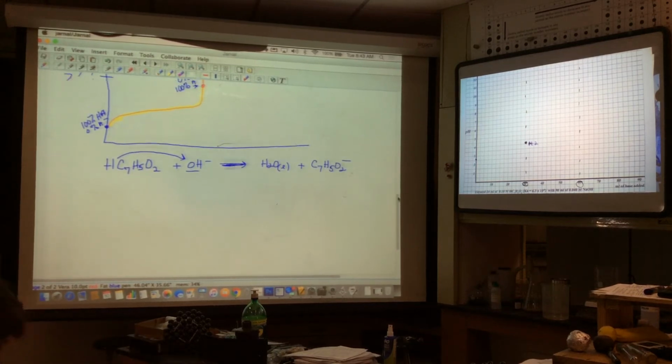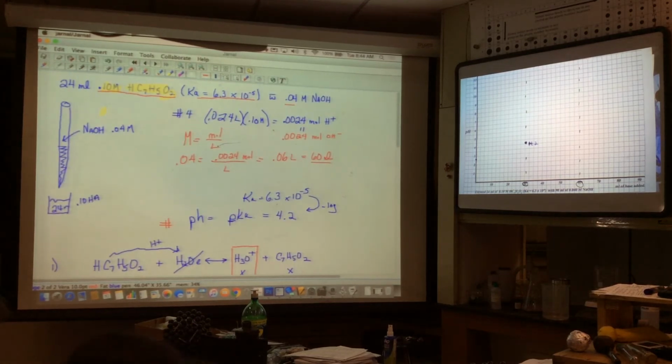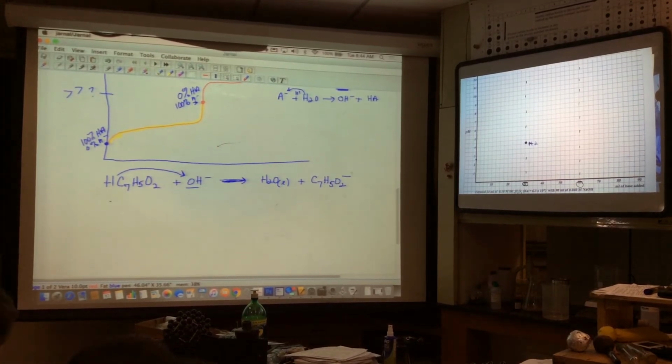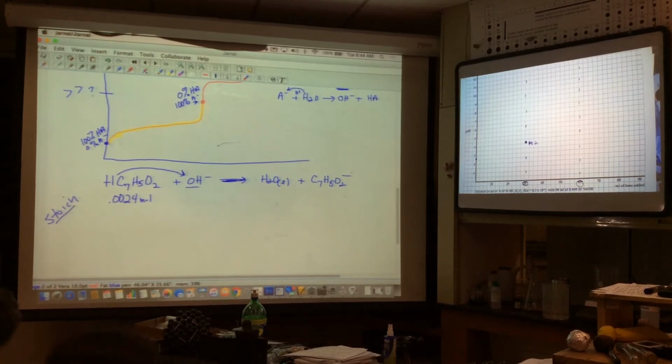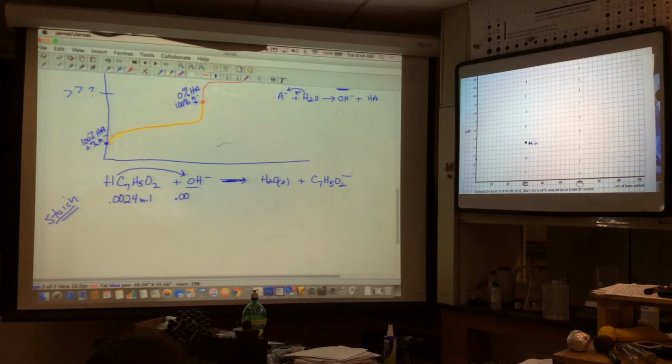So what did we find? We found that we have 0.0024 moles of H plus. Hey, they're equal. I don't have to do this, but I'm just beating it here. If these both are 0.0024 moles to begin with, and I'm writing moles so you remember, this is stoichiometry. This is not equilibrium. This is a limiting reagent problem. They're both limiting.